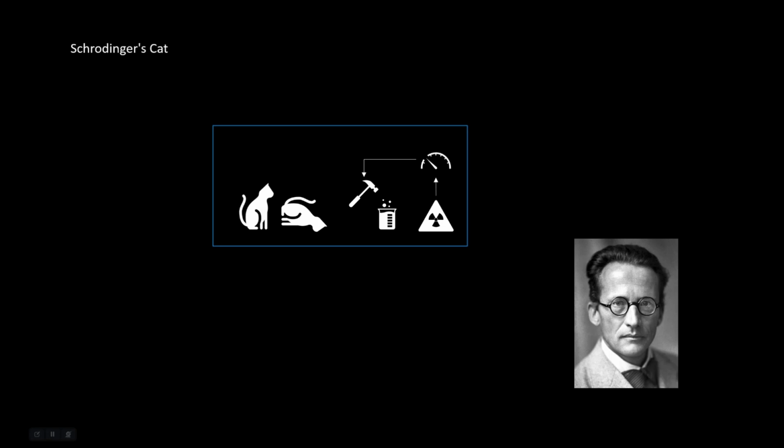Now, according to the principles of quantum superposition, the atom is said to be both in decay and non-decay state, which means the system containing the cat is also in a superposition of two states, one where the cat is alive, one where the cat is dead. The cat is theoretically both alive and dead at the same time. The act of opening the box and making observation is said to collapse the superposition, forcing the system into choosing one of two possible outcomes, which is the cat is alive or dead.